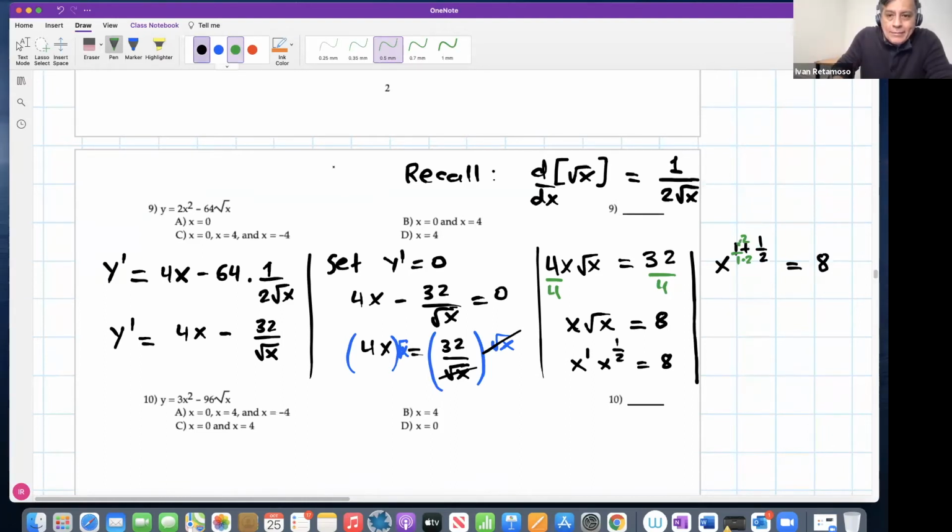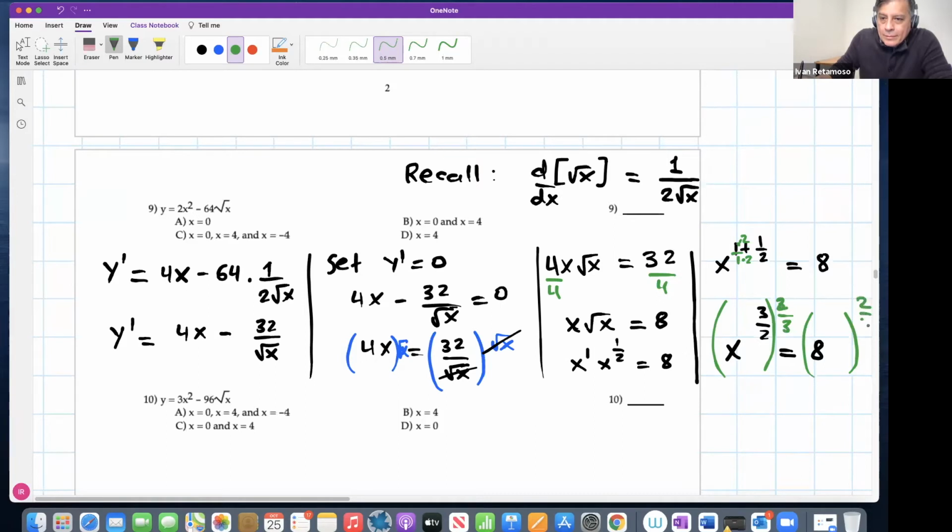1 plus 1/2, 3 halves, right? 3 halves equal 8, very close to the end, okay? Now, I want to isolate x, right? I want to get x by itself. So what we're gonna do next is raise both sides of the equation to this special power, the reciprocal of this. This is 3 halves, so I have to use 2/3 here.